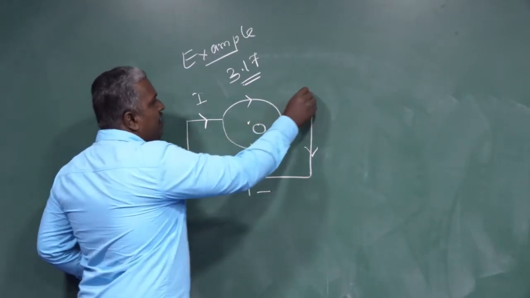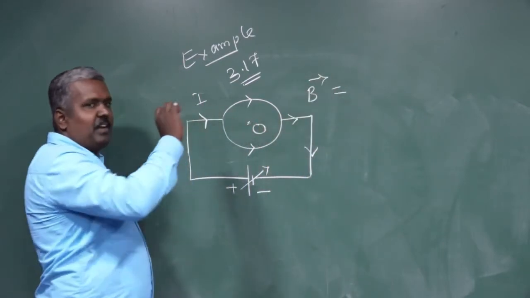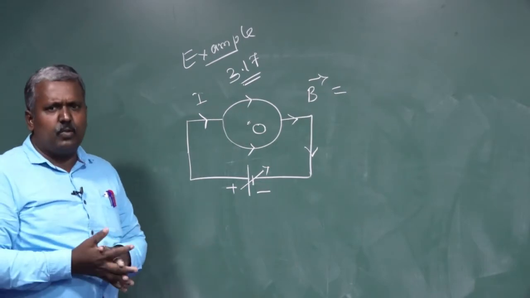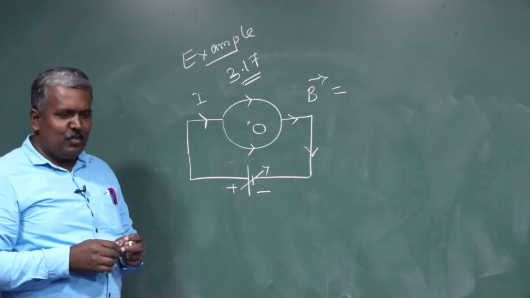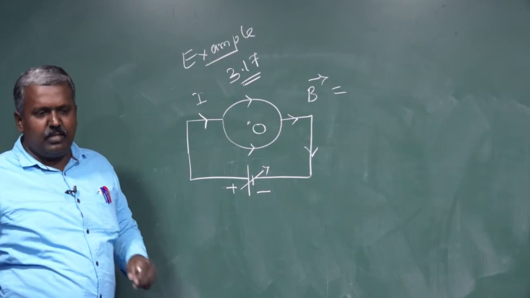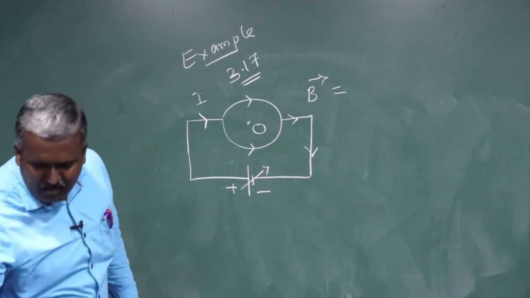Come on, tell me. What will be the B value, that means the B vector value at the center of the current carrying loop? How do you find it? With the help of the end rule? No, you are wrong. Come on, tell me yourself. Very good, the right hand thumb rule.